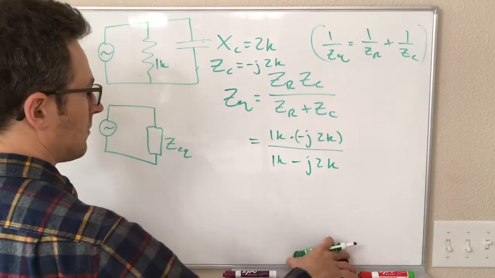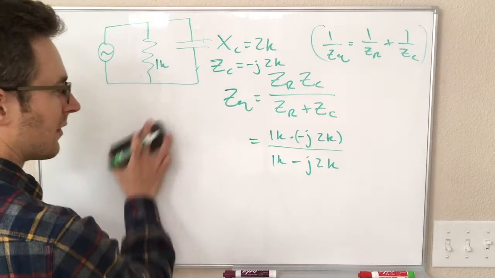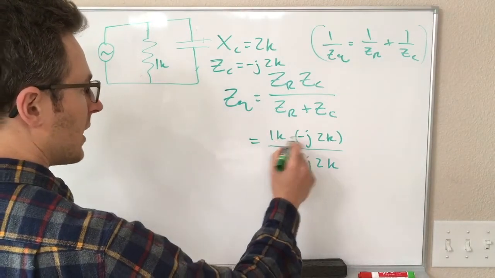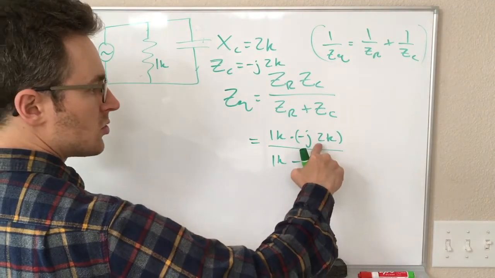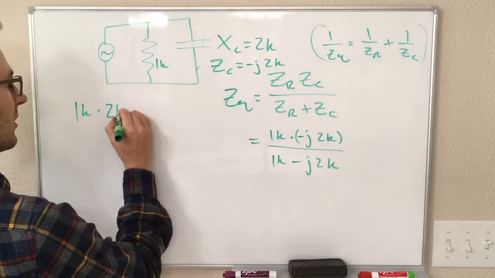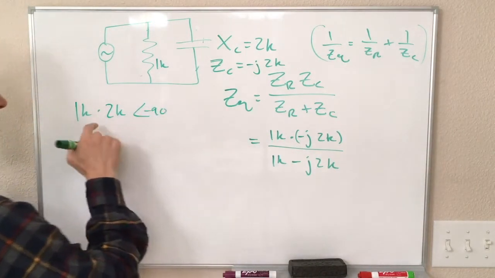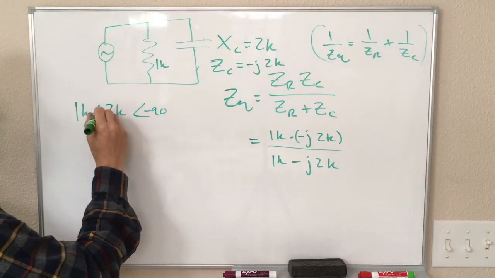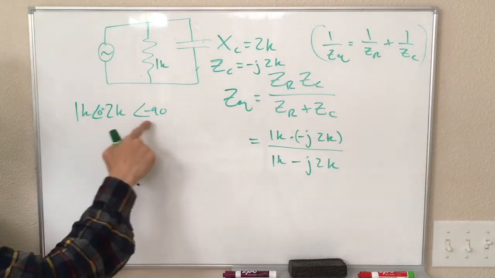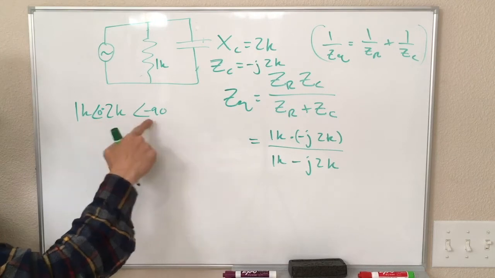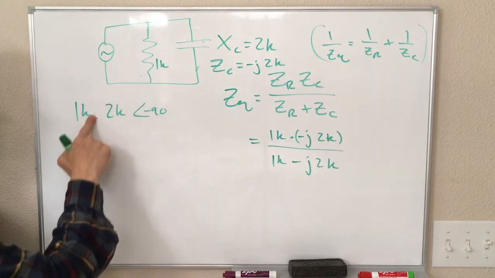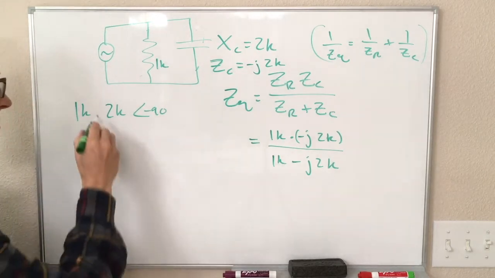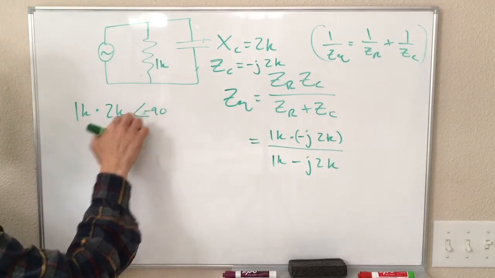Okay, we'll work our way to the left here. So in the top, we have 1K times 2K at an angle of minus 90 degrees. And implicitly, this is 1K at an angle of 0 degrees, right? So when we multiply these together, we get the two angles added together. So it's 0 degrees plus minus 90 degrees, which is just minus 90 degrees. So we'll just leave this there how it is.